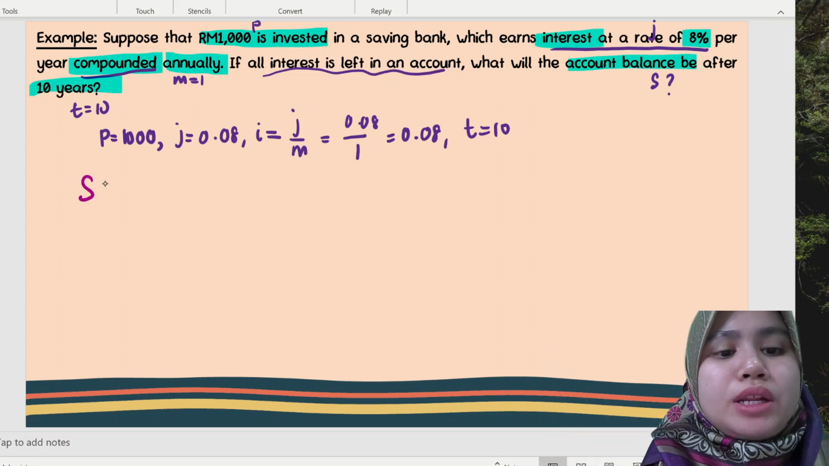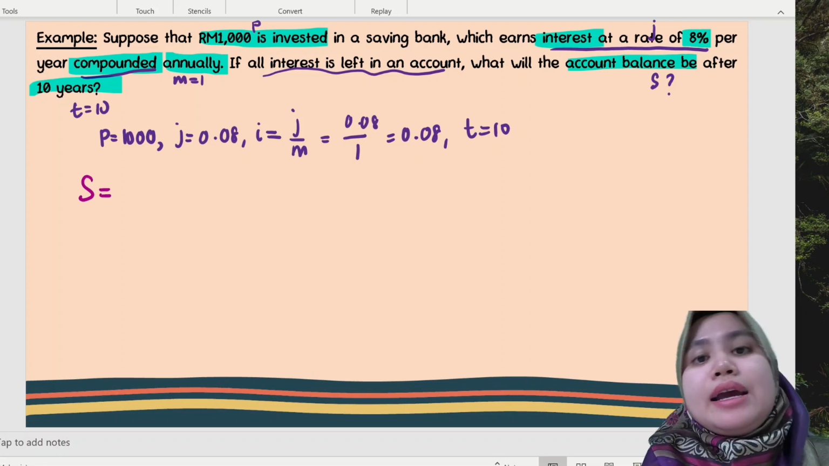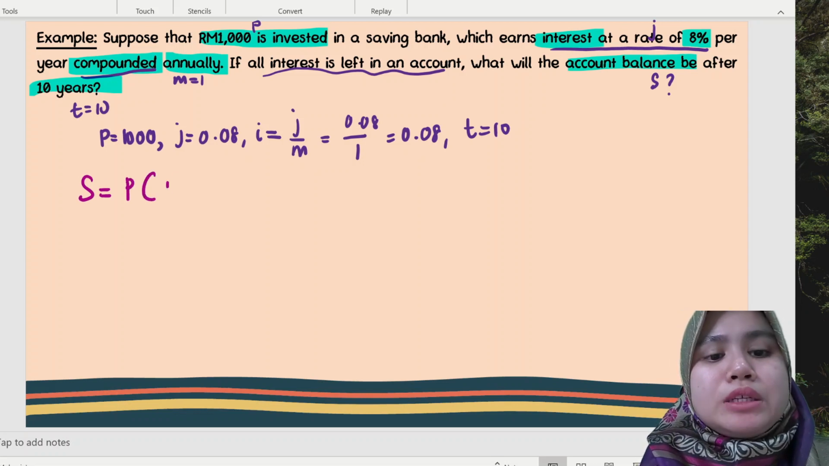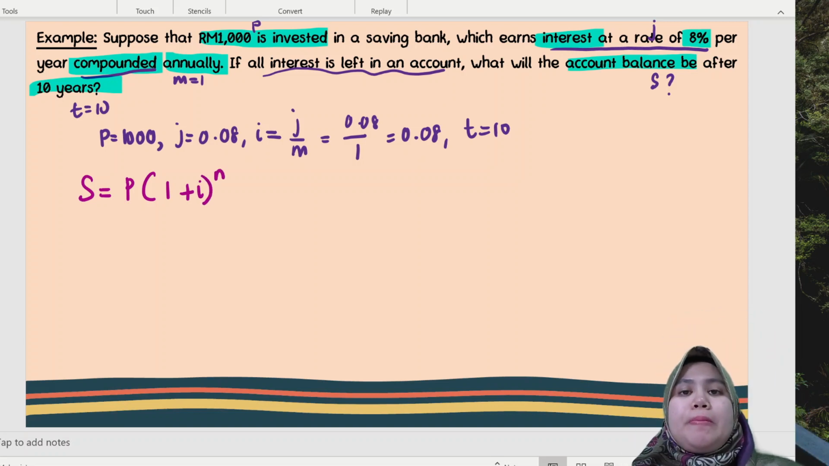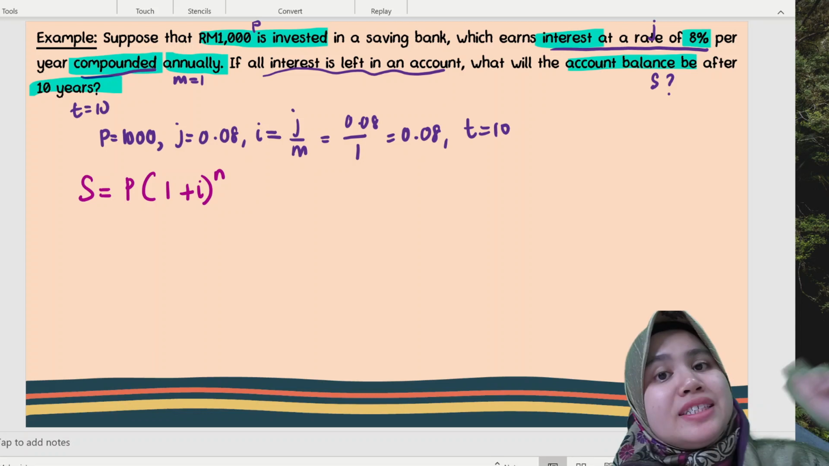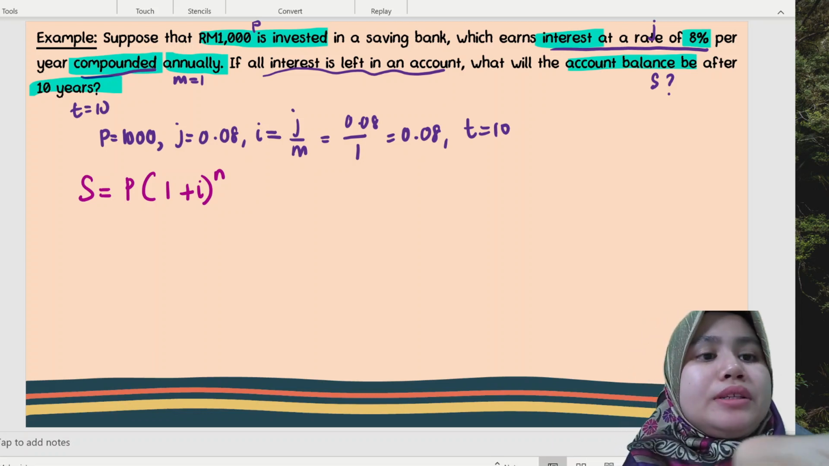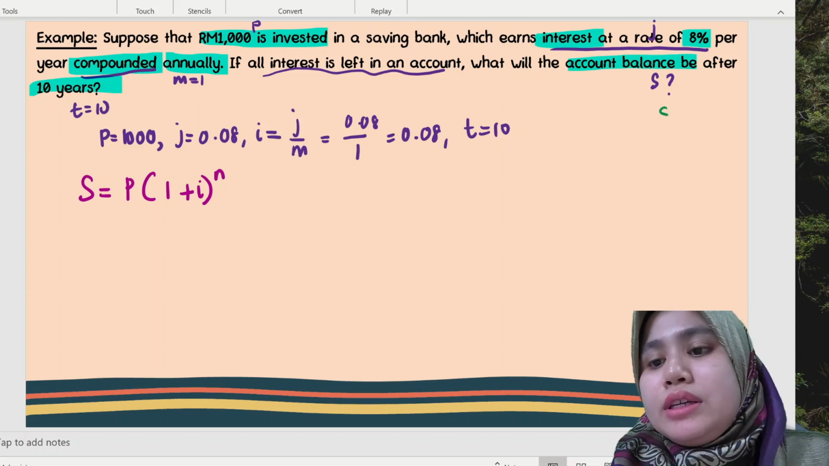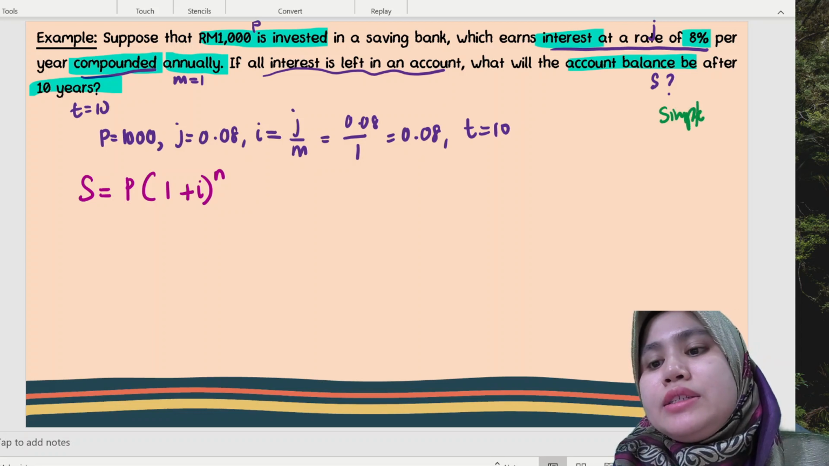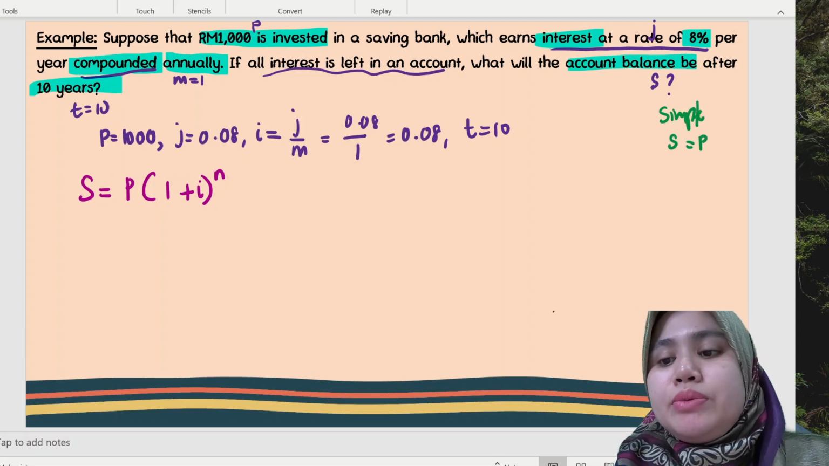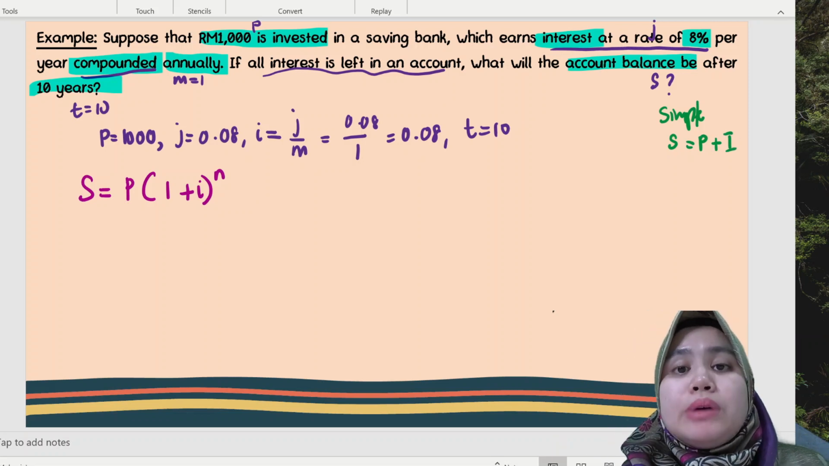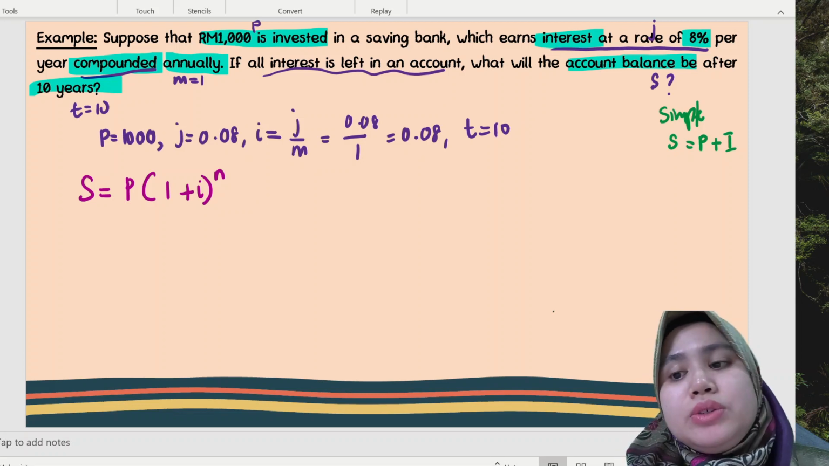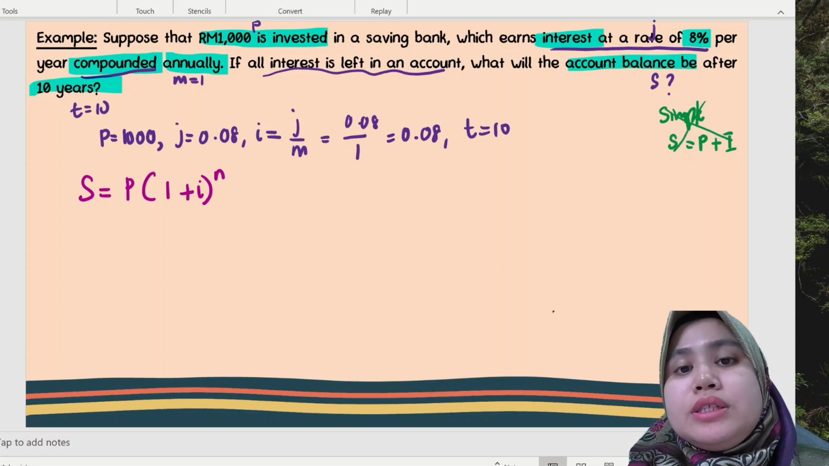Remember the formula that we learned before? Your S is equal to P multiplied with (1 plus I) to the power of N. It's different from simple interest. For simple interest, like I wrote in green, we take the P and multiply with I, that's it. But for compound amount, we can't use this one. This is not simple.